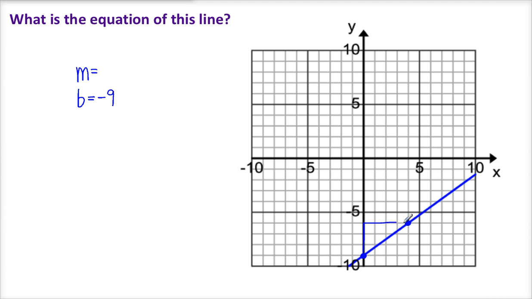And then we draw the triangle that connects them and count the rise and the run. So we're going up, so it's positive 1, 2, 3. And we're going right, so it's positive 1, 2, 3, 4. So the rise is 3, the run is 4. So my slope of this line is 3/4. Now that I have this information, I plug it into the equation for m and b, and I get y equals 3/4 x minus 9.